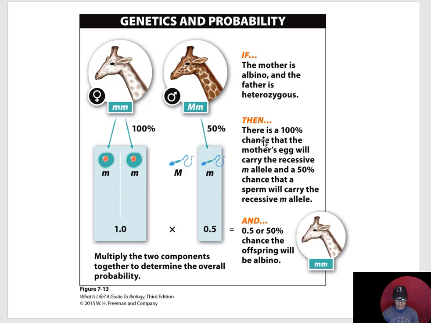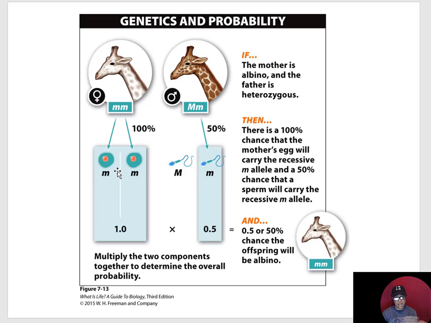So here it's giving you an example of if the mother is albino and the father is heterozygous. So if the mother's albino, we know that she's homozygous recessive, right? Automatically, we just know that because it's a recessive gene, so she has to be homozygous in order to even express it. And the father is heterozygous, which means that he has both versions of the gene, right? And now there's 100% chance that the mother's egg will carry the recessive allele because that's all she can give.